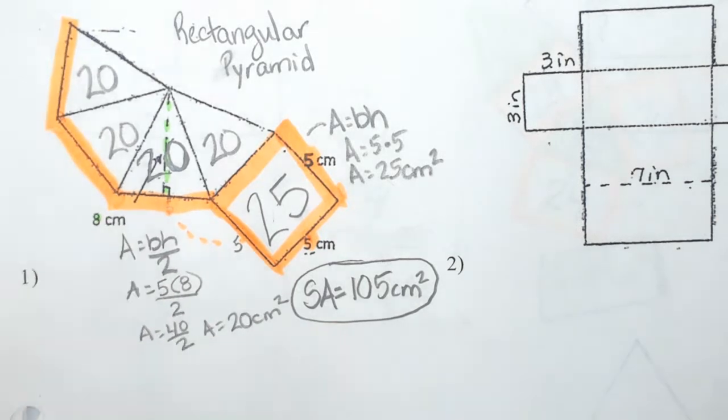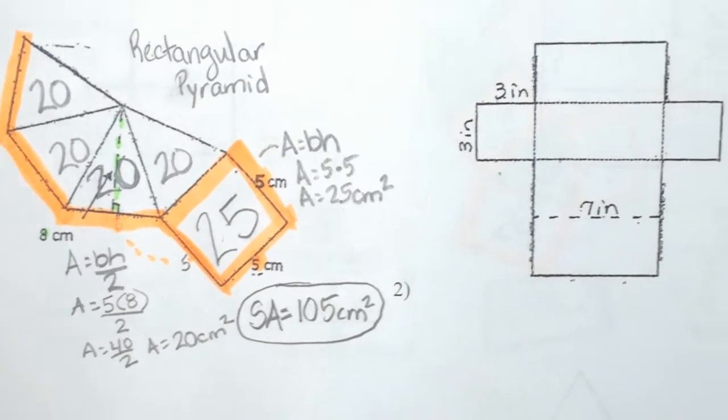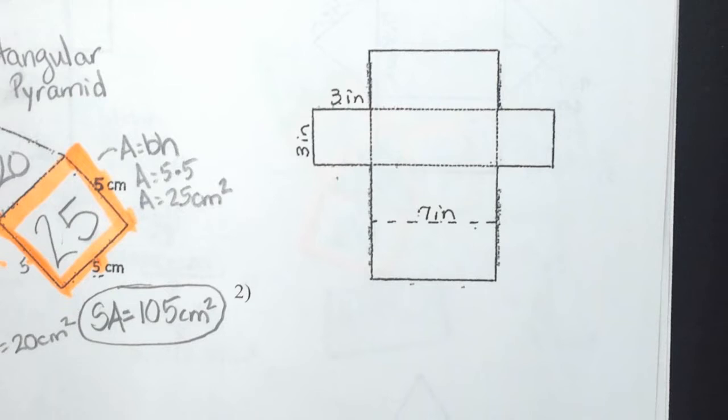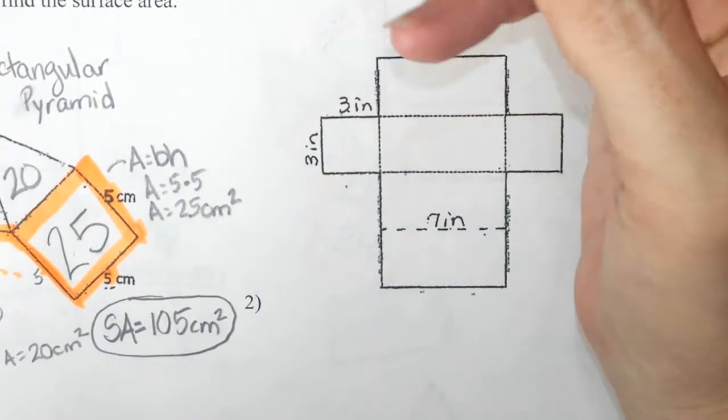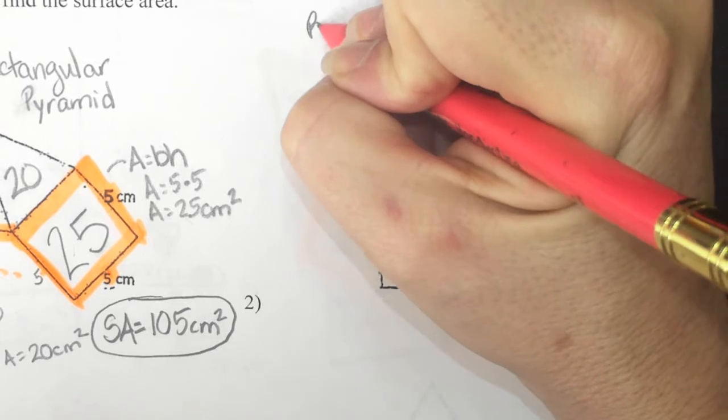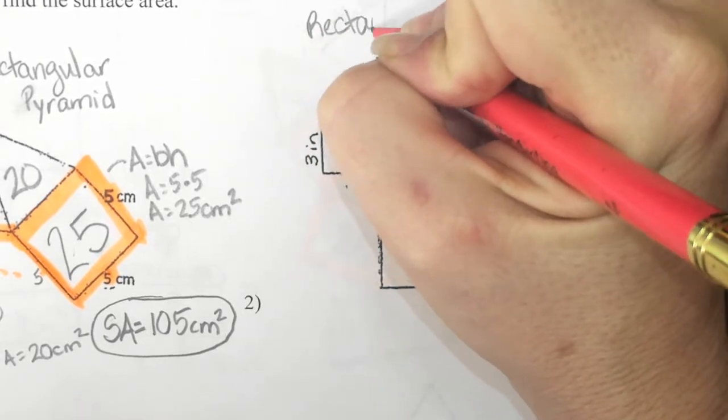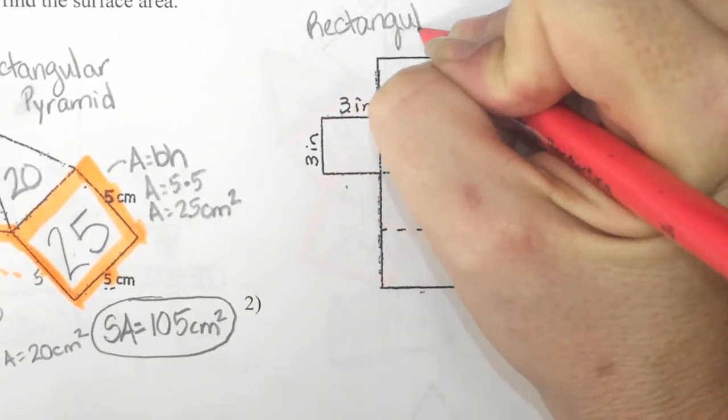Okay, the second one here, moving to the right. Okay, I kind of call this thing the tissue box. It is really called a rectangular prism.